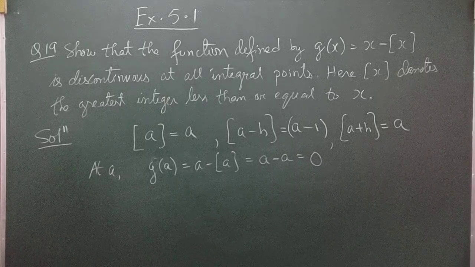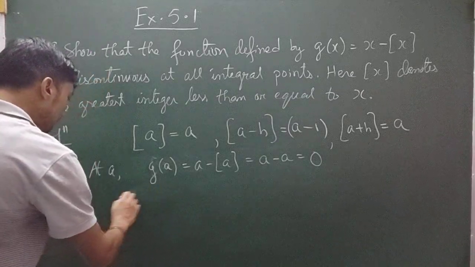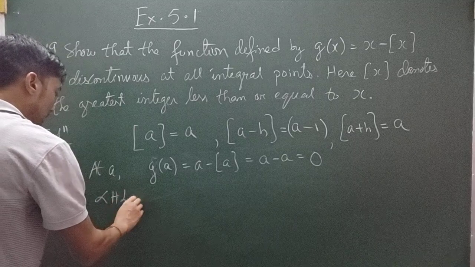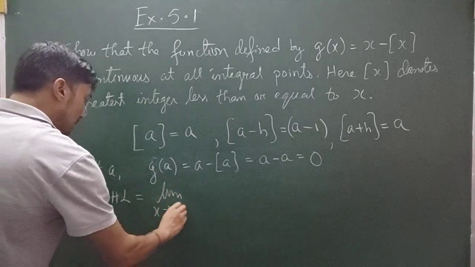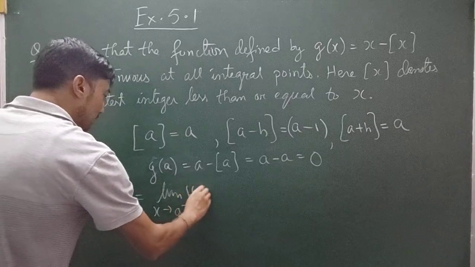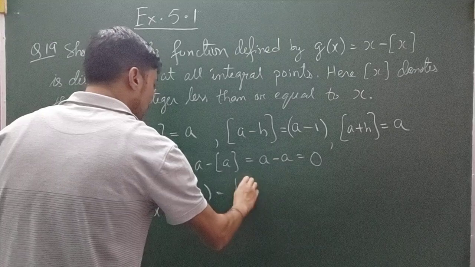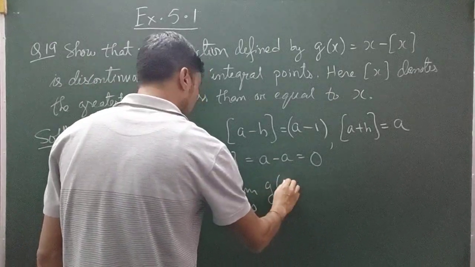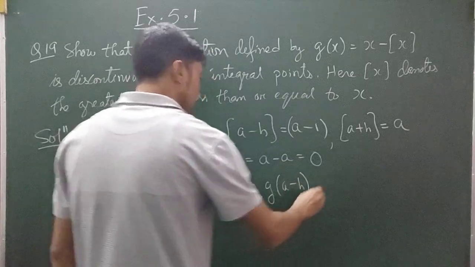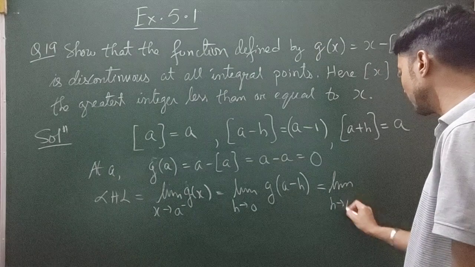Alright, but anyway, let's continue now with the left hand limit. Left hand limit would be limit x tends to a minus of g of x. So that would be the limiting value as h tends to 0 for a very small interval. So that's going to be a minus h. So a minus h would be, as per the function, limit h tends to 0.